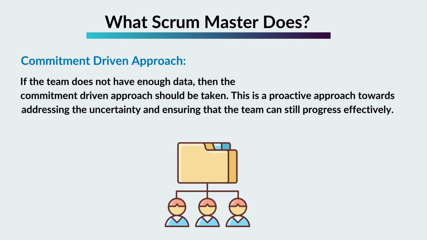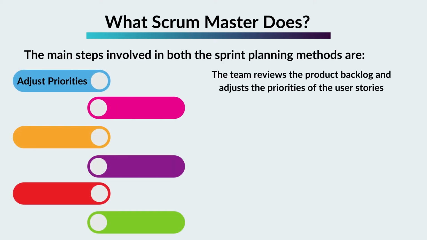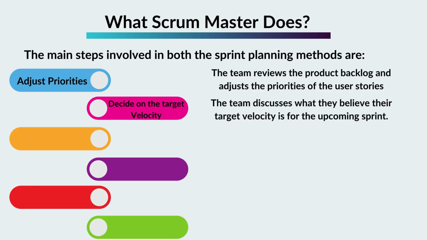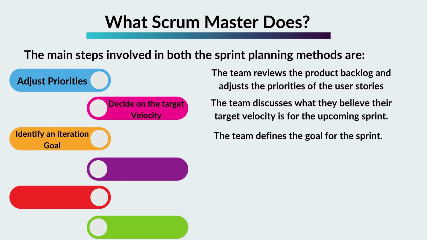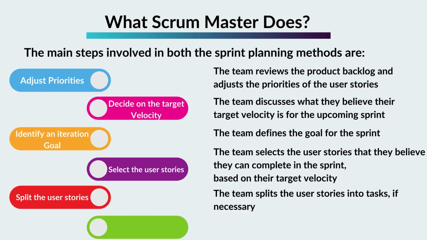The main steps involved in both the sprint planning methods are: Adjust priorities: the team reviews the product backlog and adjusts the priorities of the user stories. Decide on the target velocity: the team discusses what they believe their target velocity is for the upcoming sprint. Identify an iteration goal: the team defines the goal for the sprint. Select the user stories: the team selects the user stories that they believe they can complete in the sprint, based on their target velocity. Split the user stories: the team splits the user stories into tasks, if necessary. Estimate the tasks: the team estimates the time required to complete each task.